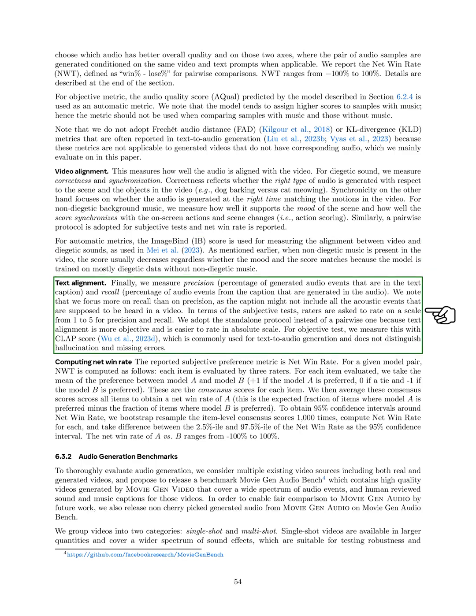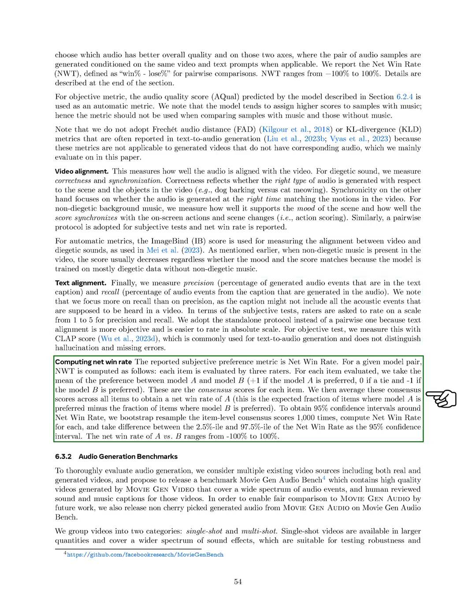In terms of text alignment, we focus on precision and recall. Precision measures the percentage of generated audio events that match the text, while recall measures how many audio events from the text are generated. We prioritize recall since the text may not capture all sounds in the video. For subjective tests, raters score precision and recall on a scale from 1 to 5, using a standalone protocol for easier evaluation.